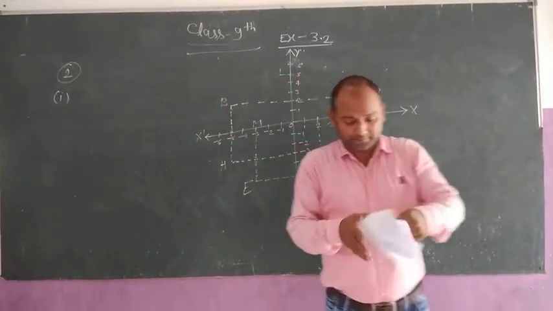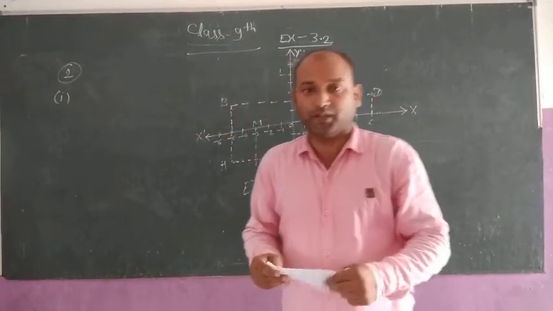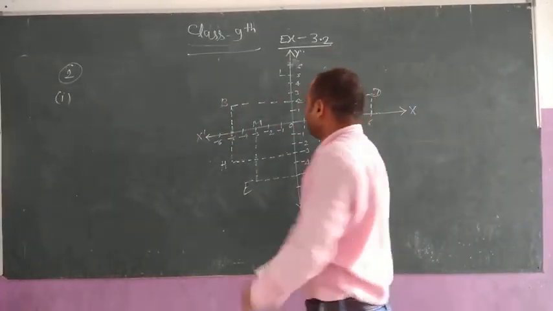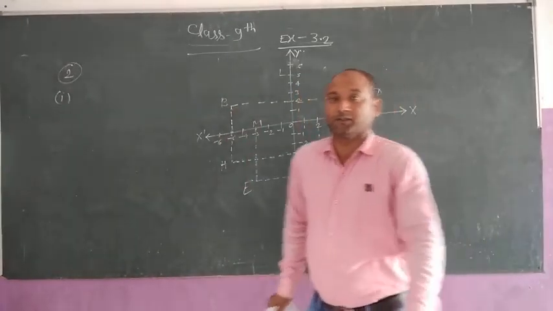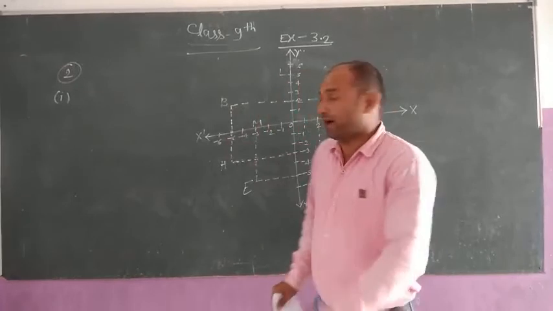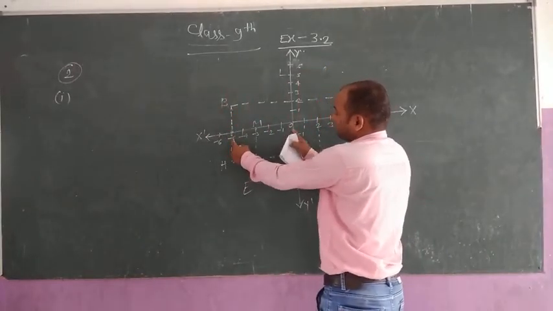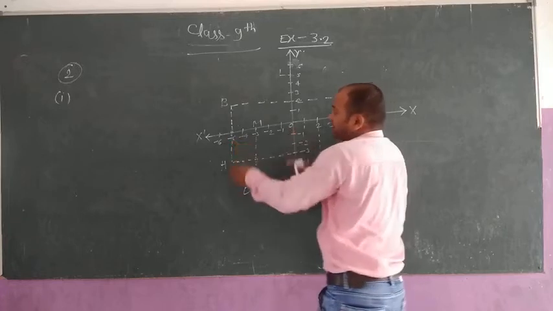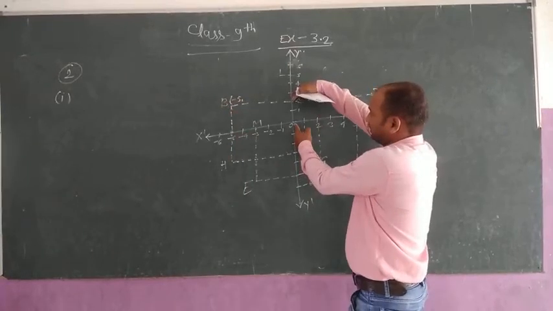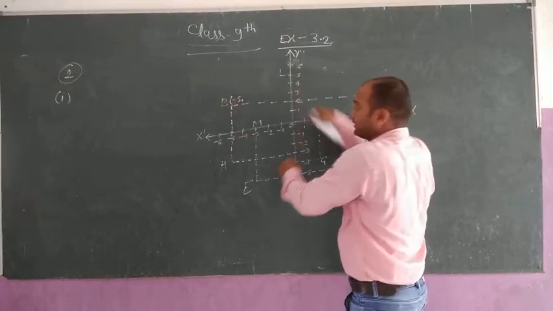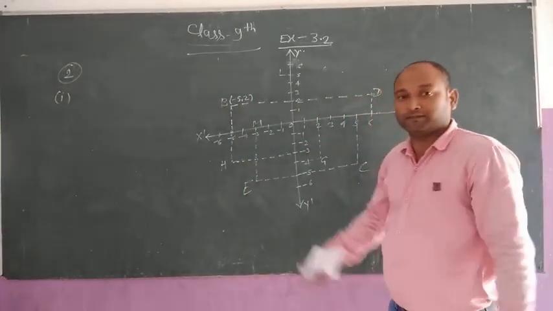Question number first. The coordinate of point B. The coordinate of point B means the x coordinate and the y coordinate. X coordinate means minus 5, and y coordinate means 2. So this is the point B.